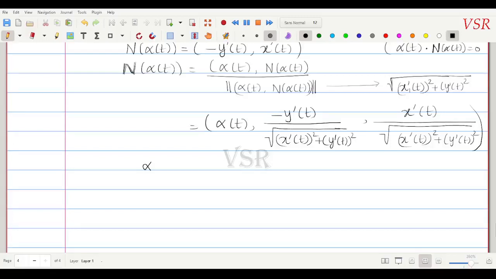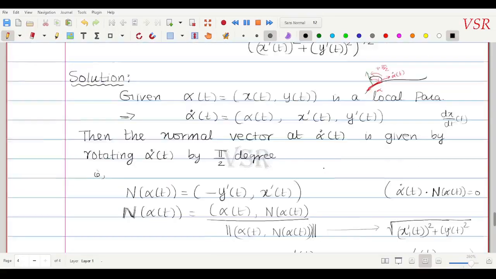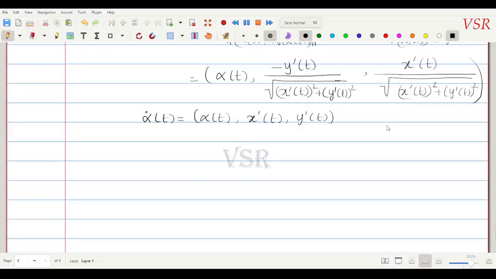Alpha dot of t, which is equal to alpha of t comma x dash of t comma y dash of t. இது நான் கொடுத்திருக்கேன். ஓகேங்களா? alpha dot of t இதைத்தான் நாங்கள் தனியா எடுத்துருக்கேன். அப்போ what is this, norm of alpha dot of t the whole square? This is equal to this square plus this square. Okay? அப்போ x dash of t the whole square plus y dash of t the whole square.